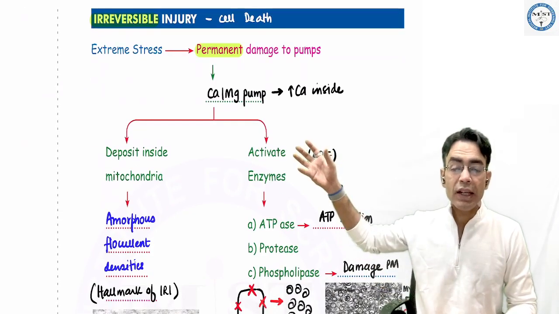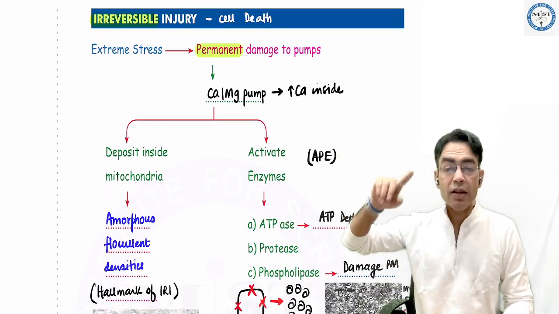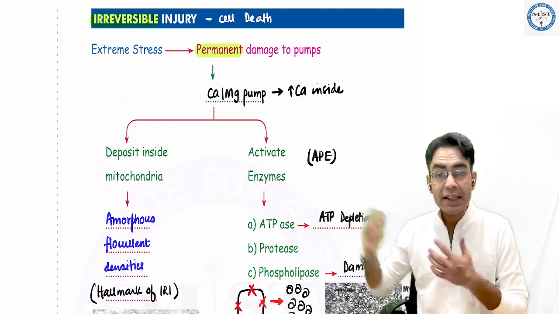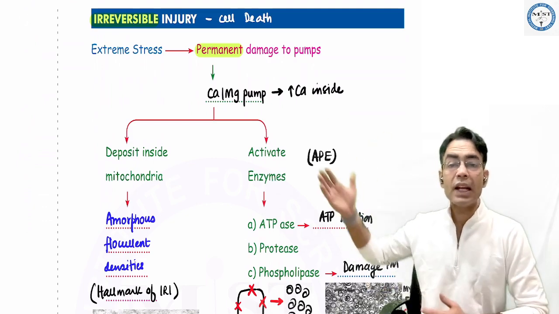Why can calcium cause cell death and why can sodium not cause cell death? Sodium is an ion of reversible injury. Calcium is an ion of irreversible injury. So why can calcium cause cell death? Because it can activate enzymes.